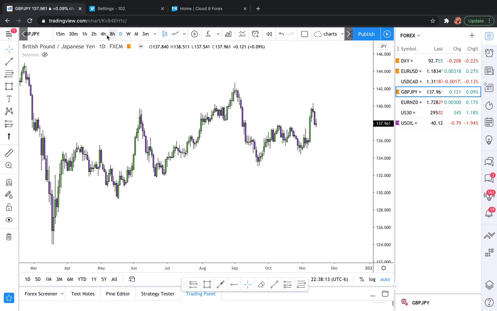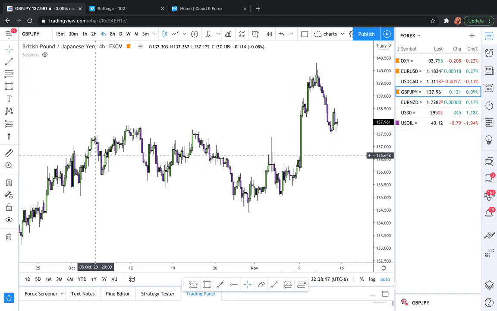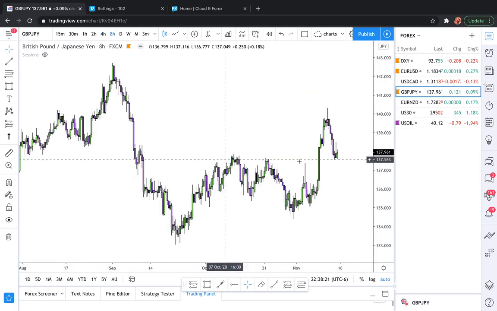When we jump down, I usually start on the 4-hour. If it's too messy to the left and I'm marking out my zones, I'll just go to the 8-hour. It's all the same perspective, guys. It's just jumping down. For the daily, one candle equals a day. One candle on the 8-hour equals 8 hours, and so on. It's all relative.